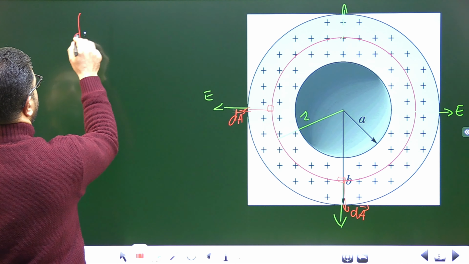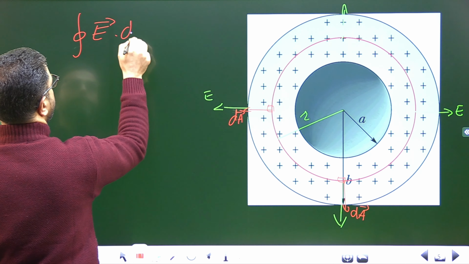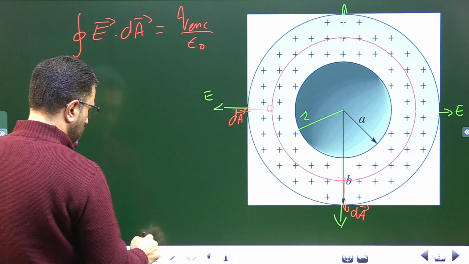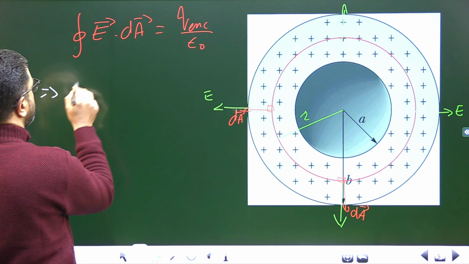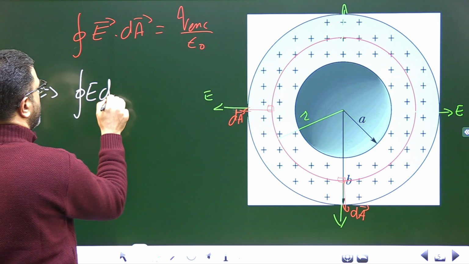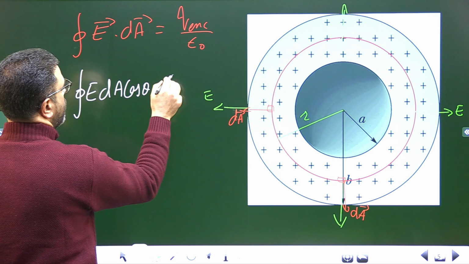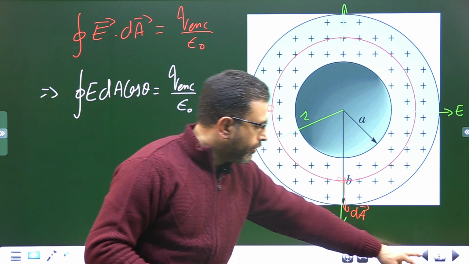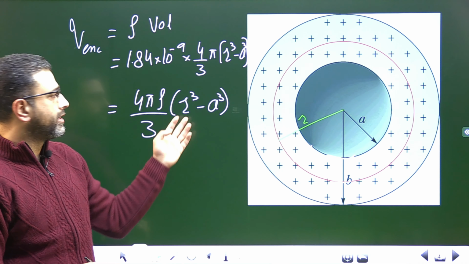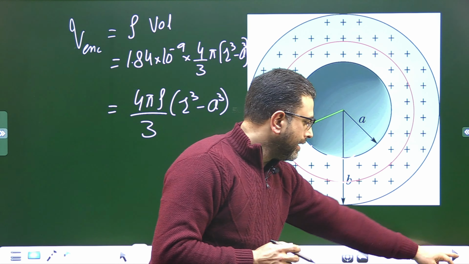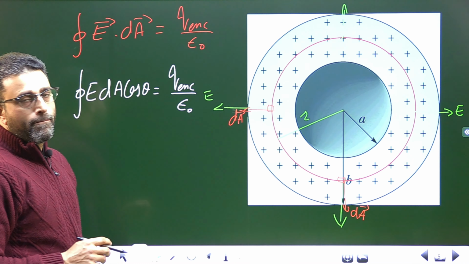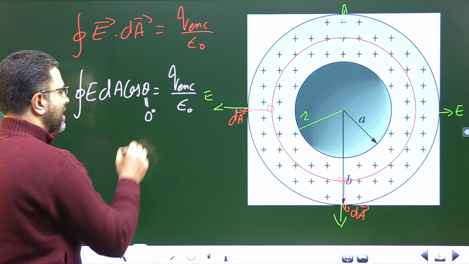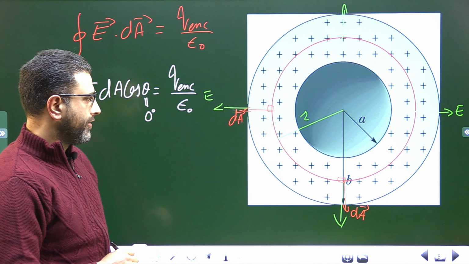So Gauss law: integral E dot dA is equal to Q enclosed divided by epsilon 0. Or I can write it this way: integral E dA cos theta is equal to Q enclosed divided by epsilon 0. Q enclosed we already found: 4 pi rho divided by 3 times (r cube minus a cube). And the angle between field and area is 0 degrees at all points of the Gaussian surface.